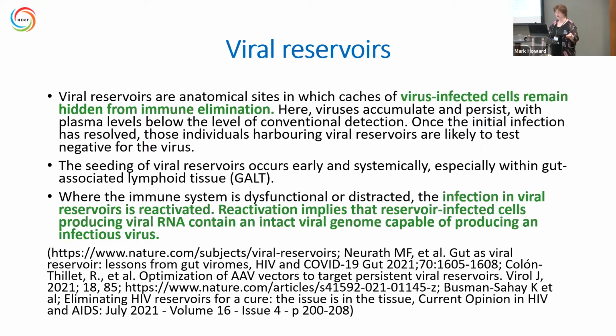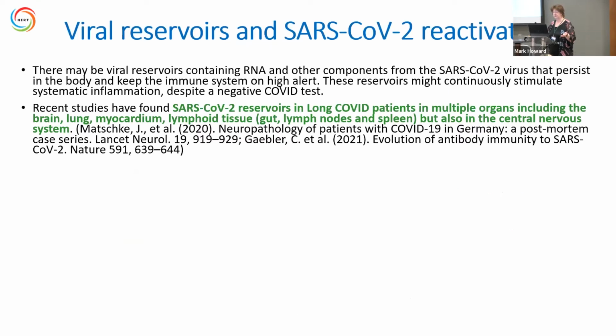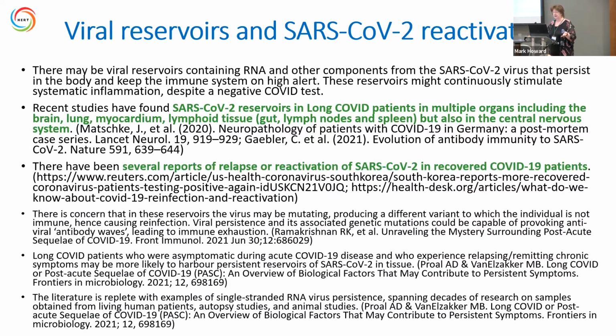So let's see if this is happening in SARS-CoV-2. Well, yes, it is. SARS-CoV-2 reservoirs in long COVID patients have been found in multiple organs: the brain, the lung, the myocardium, lymphoid tissue, particularly the gut, and also in the central nervous system. So that's a little worrying. And there have been several reports of relapse or reactivation of SARS-CoV-2. In the early days of the pandemic, we heard a lot about reinfection. Scientists have broadly reconsidered now and realized that it wasn't, in fact, reinfection with exactly the same endogenous virus. It was reactivation of the virus from a viral reservoir. So all the times early on we saw reinfection, no, it actually probably wasn't, but we have to be careful about that distinction.